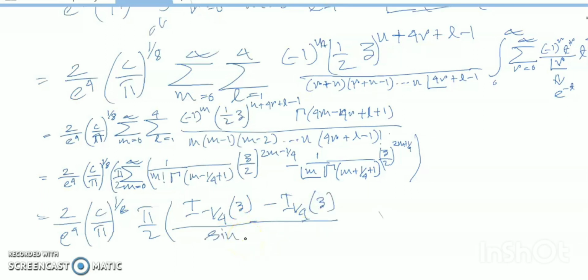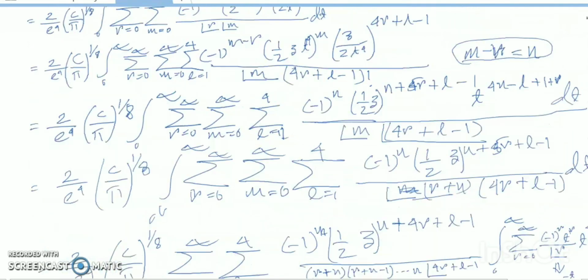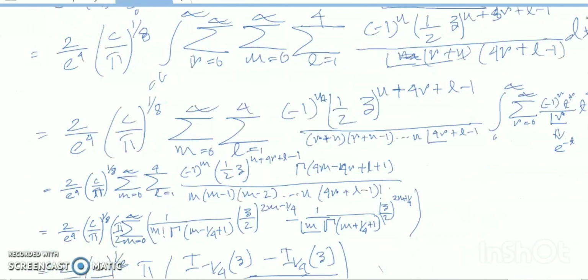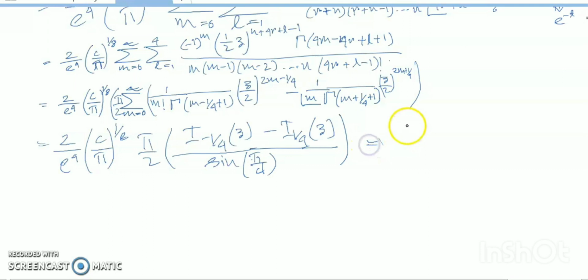Now you will check this formula, I will use this formula where alpha is equal to pi by 1 by 4, so I used this formula in here. So whatever I get is 2 into e to the power 4 c by pi whole to the power 1 by 8 K 1 by 4, and the z value is equal to 2 root over pi c.